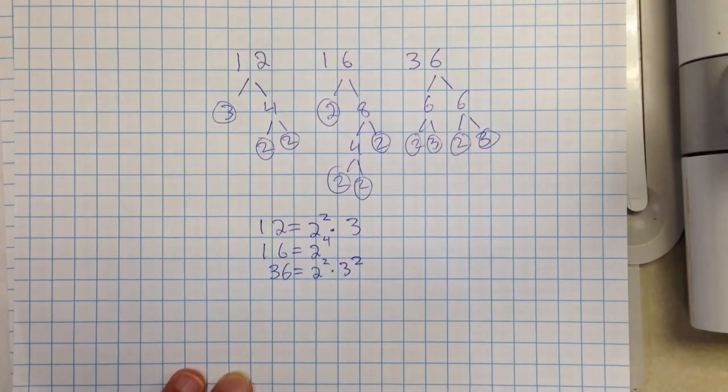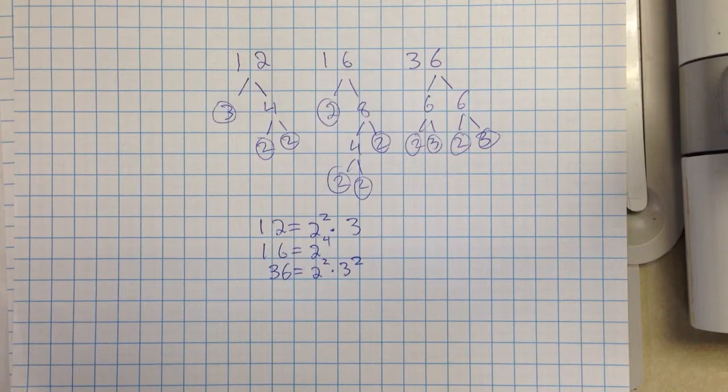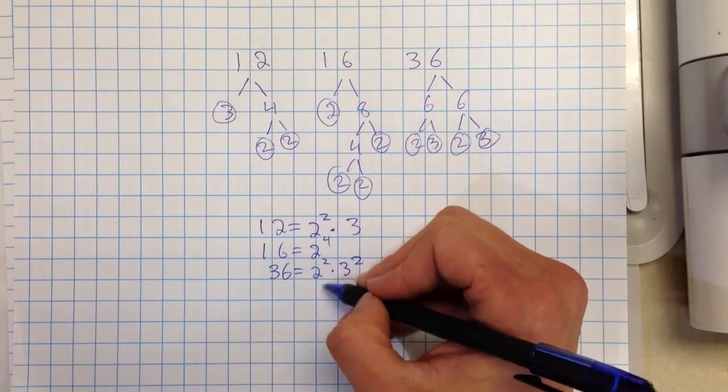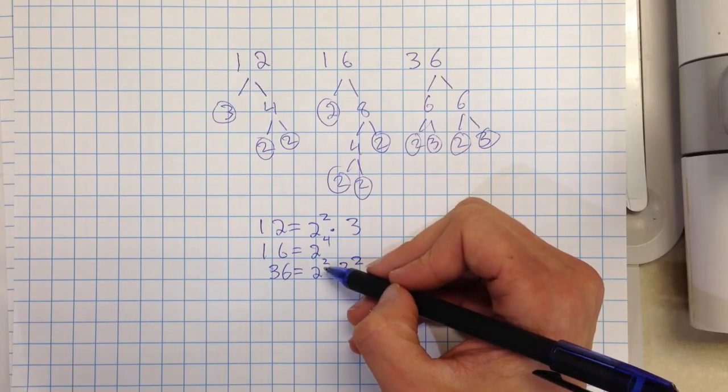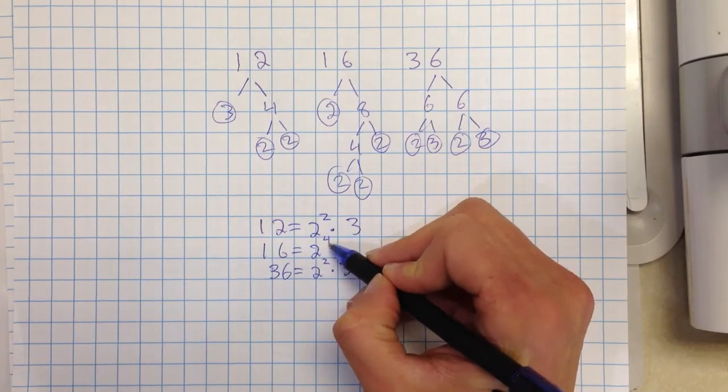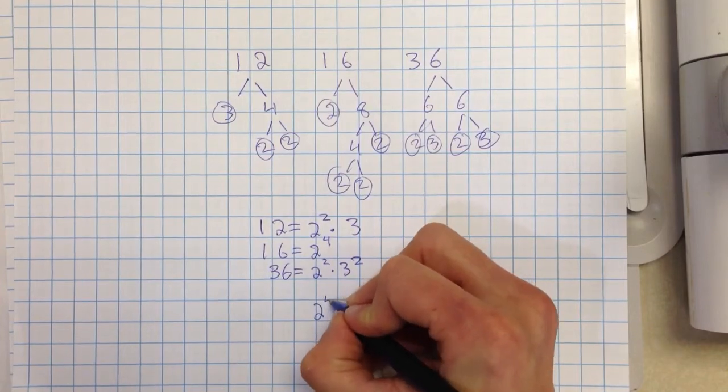So now I'm going to look for any number that I have in at least one row. Do I have a 2? Yes, I have a 2. It happens to be in all 3. It's in more than one row, so I'm going to choose the one with the largest exponent. So it's 2 to the 4th, and I'm going to write 2 to the 4th down here.